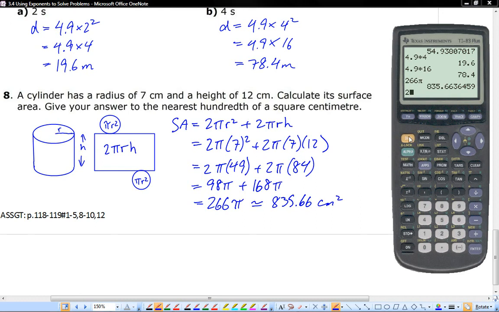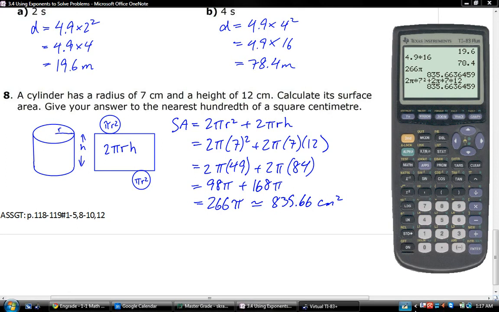Of course, if you'd rather just do the whole thing in one step, you can certainly do that. Do 2 times pi times 7 squared plus 2 times pi times 7 times 12, and it'll give you the same answer. So that's it, and thank you for watching the video.